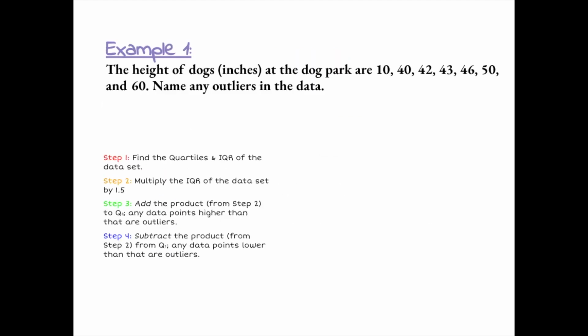Example 1, the height of dogs in inches at the dog park are the following numbers. Name any outliers in the data. So let's go ahead and follow the steps. The first thing we're going to want to do is find the quartiles and the IQR.